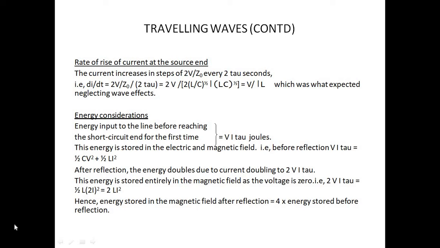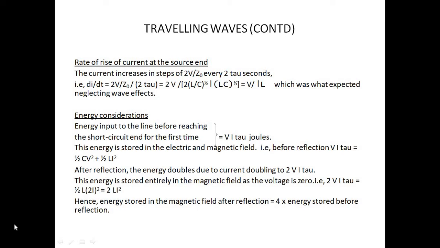L by C whole square is equal to, which was expected, neglecting the wave reflected. Energy conservation: the energy input to the line before reaching the short circuit end of the first term is VI into T joules. That means the energy stored in the electric field and magnetic field.